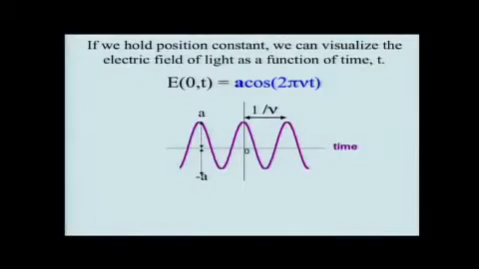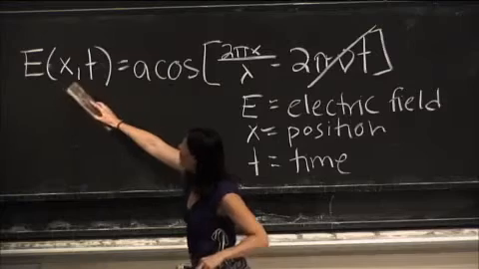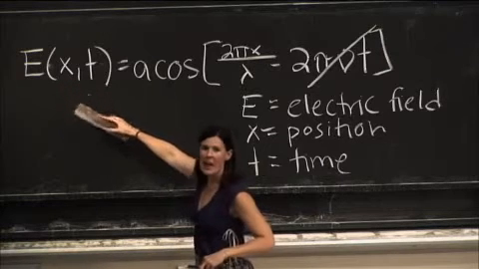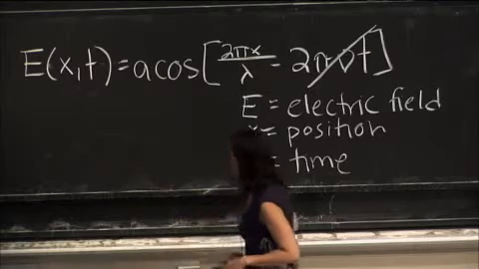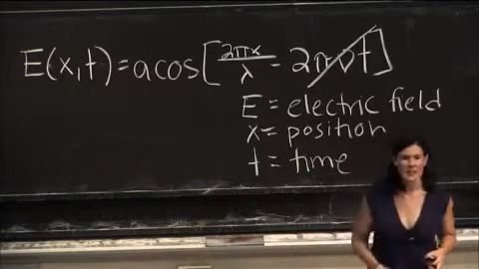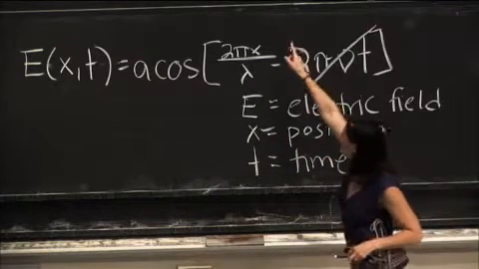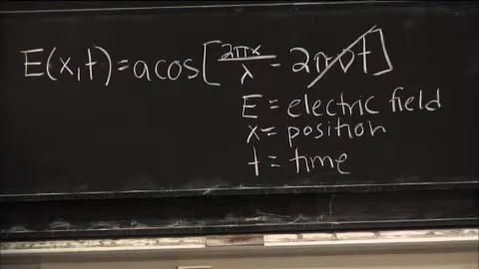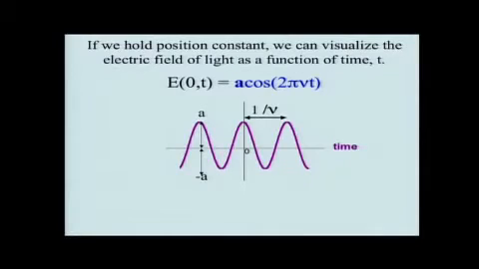We can also do a similar thing, and I'll keep my distance from the board, but we can instead be holding x constant, for example, putting x equal to 0, and then all we're doing is considering the electric field as a function of t. So in this case, we're crossing out the first term there, and we're left with amplitude times the cosine of 2 pi nu times t.